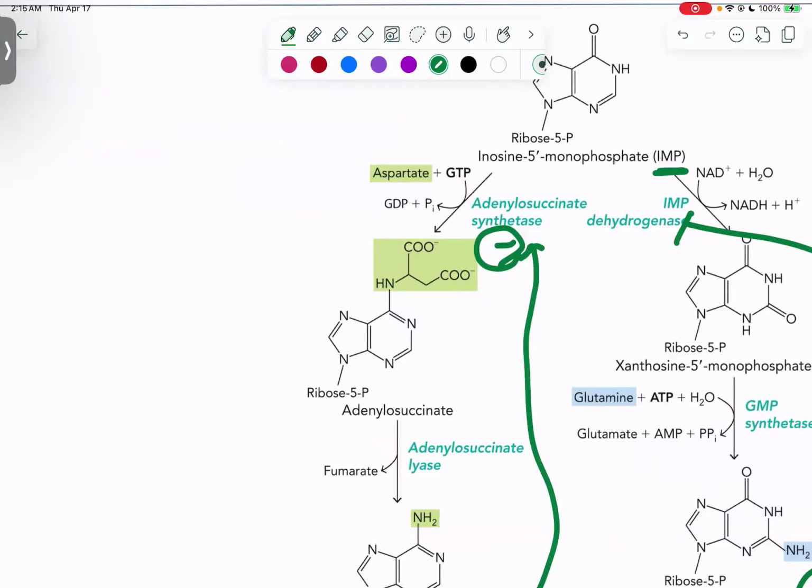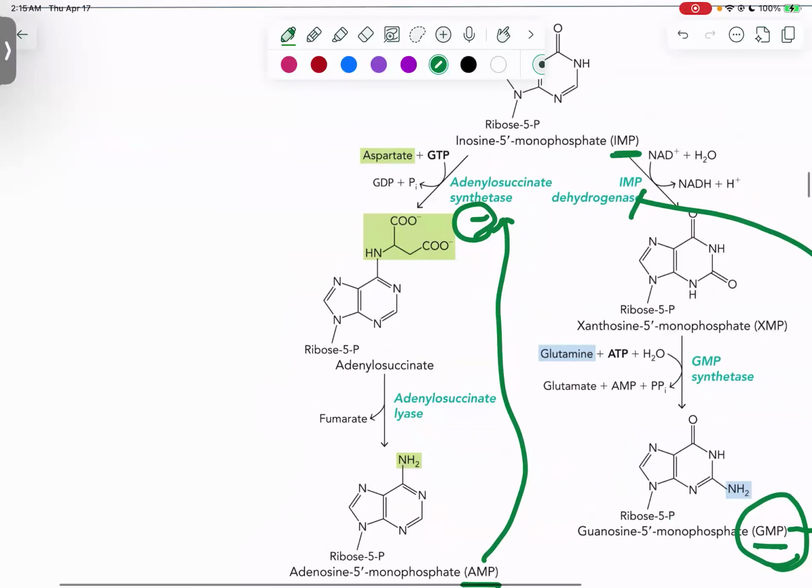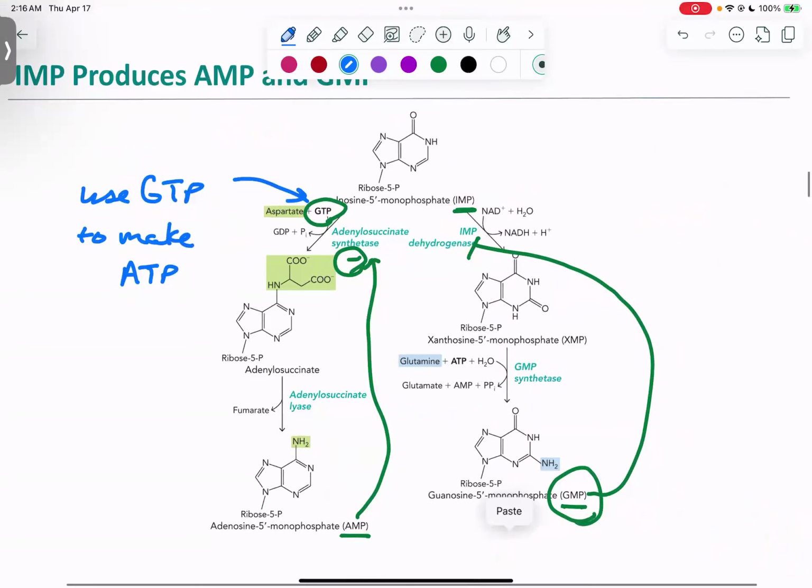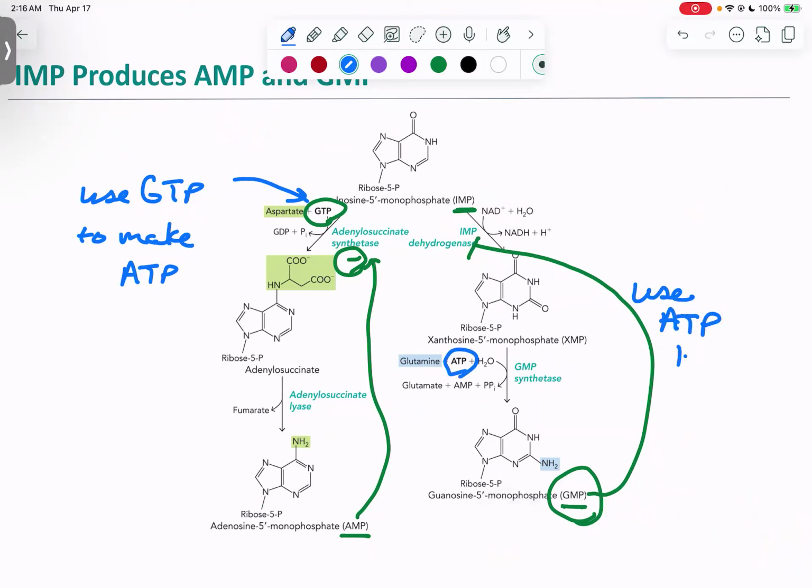Okay, so if you have inosine monophosphate, let's say you want to go and make AMP. To make AMP, you're going to have to add another amino group. Where are you going to get that group? You're going to get it from aspartate, and you need some energy to do it. But this is kind of strange, right? This is not ATP. We're using GTP, so you use GTP to make ATP. And then if I look on the other side and make a guess about what's going to happen here, I can see that I'm going to use ATP to make GTP. And so this is another level of regulation.